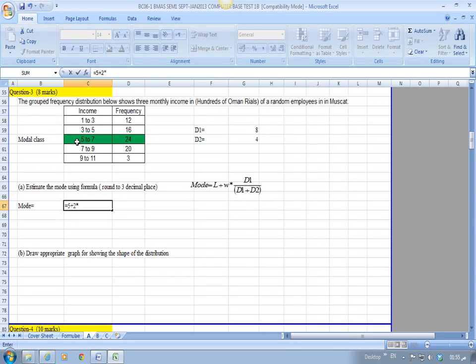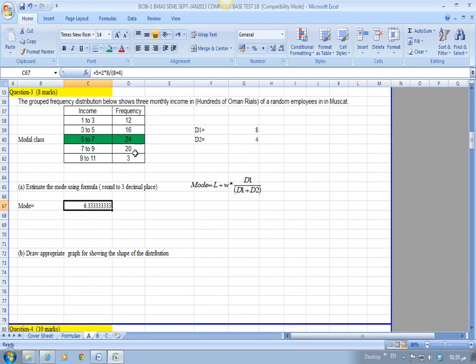multiplied by D1. D1 is the difference between 24 and 16. It is 8, so here 8, then divide by bracket D1 8 and D2 is 4, because 24 minus 20 is 4, so plus 4. See here, I'm just following the formula and then making it. This is the mode.